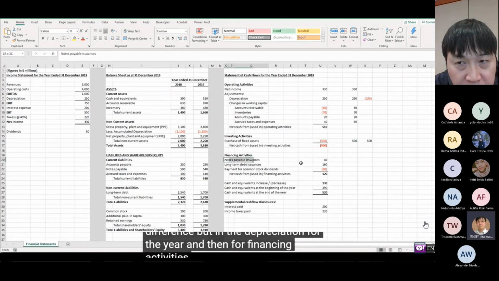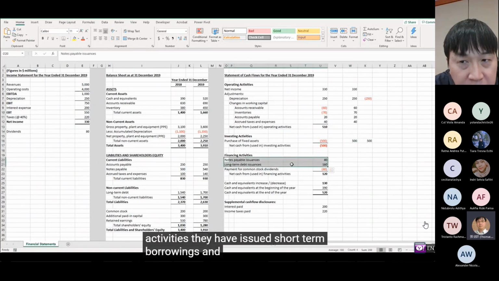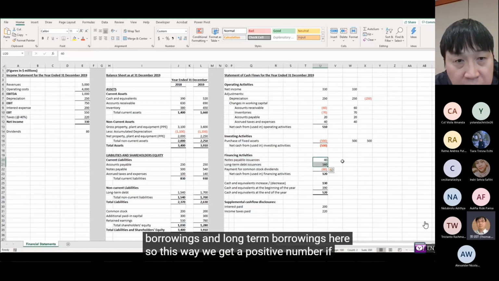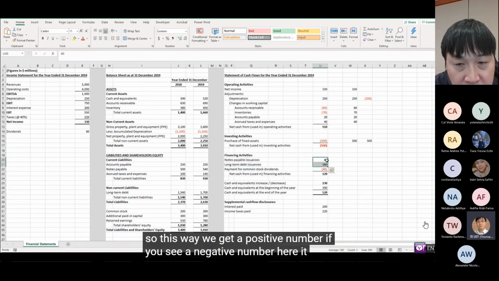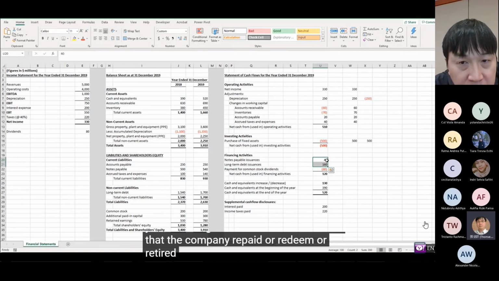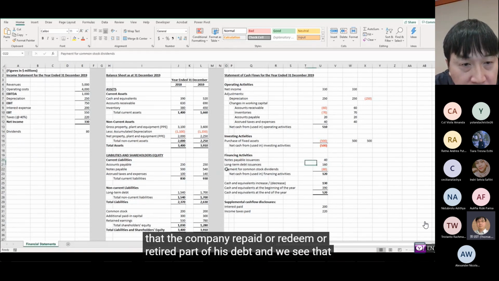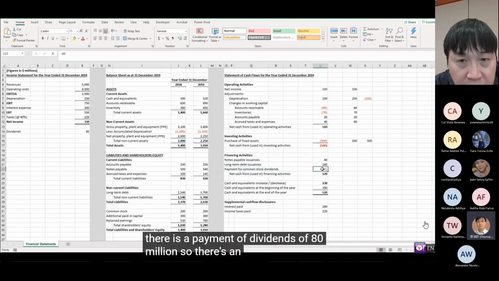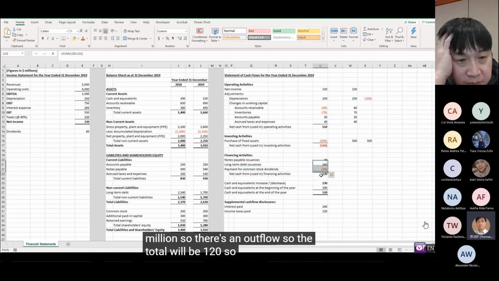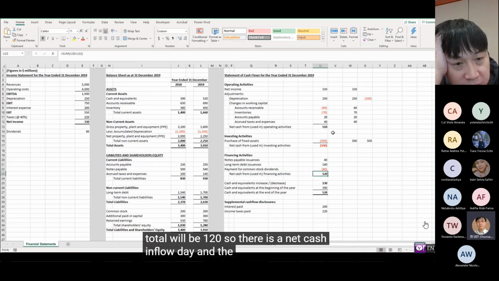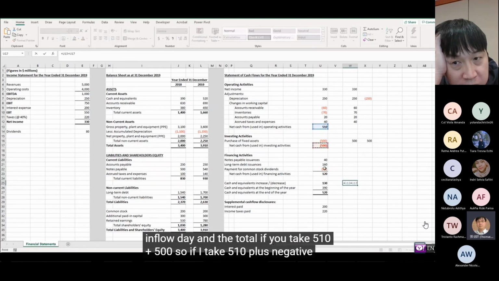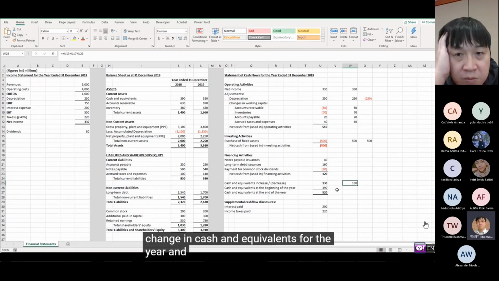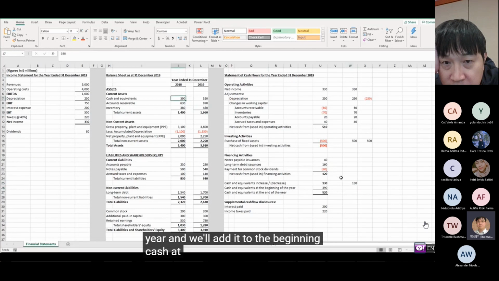And then for financing activities, they have issued short-term borrowings and long-term borrowings here. So that's why we get a positive number. If you see a negative number here, it means that the company repaid or redeemed or retired part of its debt. And we see that there is a payment of dividends of 80 million. So there's an outflow. So the total will be 120. So there's a net cash inflow there. And the total, if I take 510 plus negative 500 plus 120, this is the change in cash and equivalents for the year. And we'll add it to the beginning cash at the start of 2019, so we'll get 520.